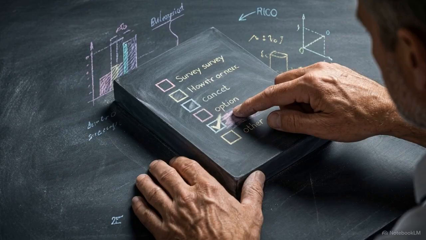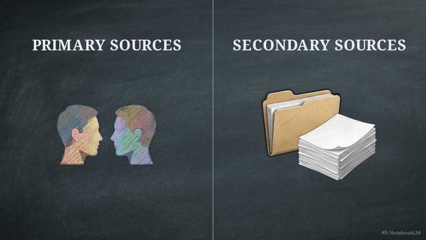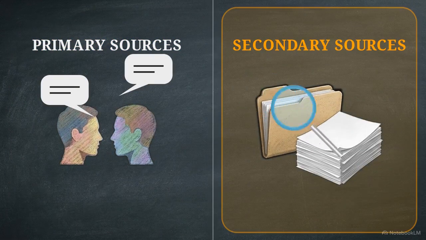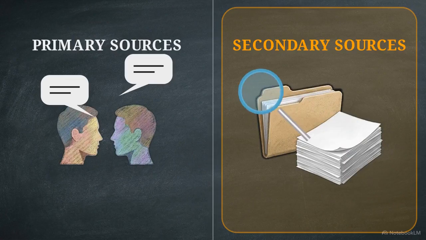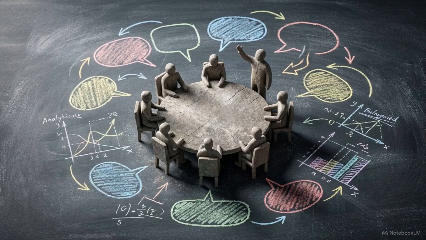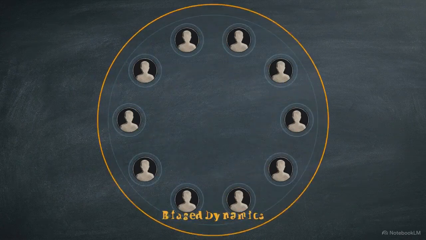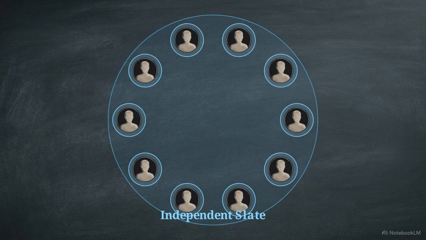We move to step 5, data collection methods, the actual extraction of information from the environment. Information comes from primary sources involving direct interaction or secondary sources, which utilize archived and published documents. One primary qualitative tool is the focus group. A moderator maneuvers a structured discussion to reveal how a specific group perceives a topic. For maximum reliability, an ideal focus group consists of 8 to 12 members who are strangers to one another, preventing existing social dynamics from biasing the results.